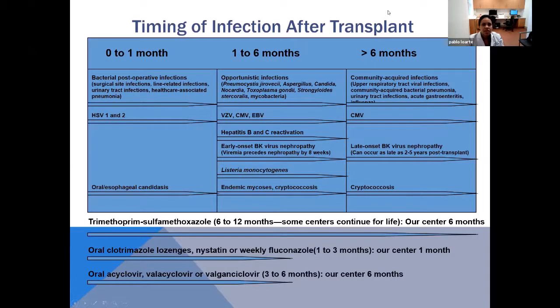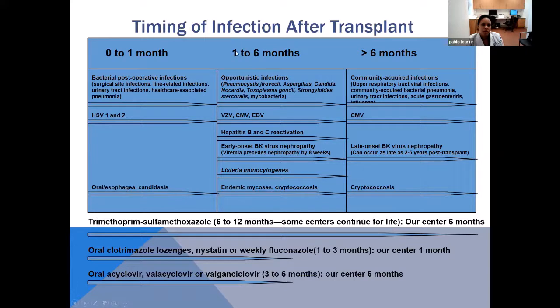So infections, what kind of infection can you expect to see in patients? That varies depending on how far out they are from transplant. During the first month, from 0 to 1 month, most infections we observe are post-operative complications like line-related infections, UTIs, healthcare-associated pneumonia, and surgical wound infections. You may also see reactivation of herpes simplex 1 and 2, and you may observe candidiasis, oral or esophageal.